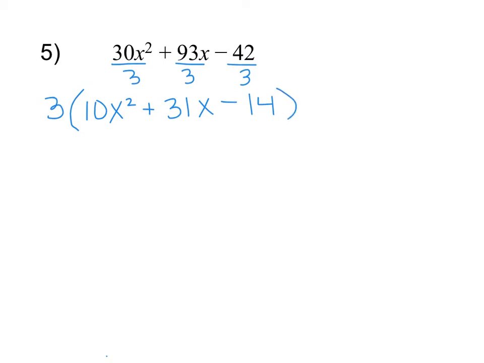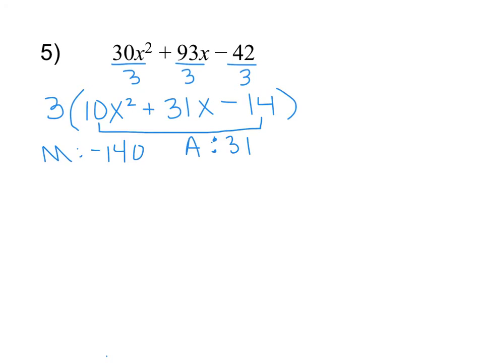Now I'm going to factor this like normal. I'm trying to see what multiplies to 10 times negative 14, which is negative 140, and then what adds to 31. So these are pretty big numbers already, and if we didn't factor out that 3 from the beginning, these numbers would be even larger. So that's why we always want to factor out the greatest common factor first if we can.